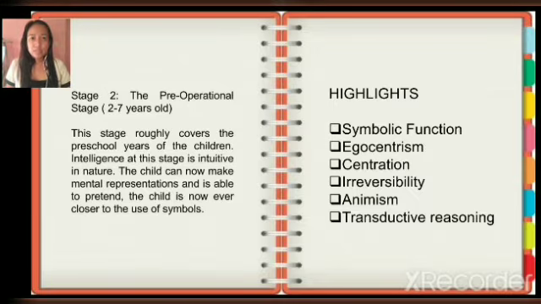So let's proceed to the second stage, the pre-operational stage, ranging from 2 to 7 years old. This stage roughly covers the preschool years of the children. Intelligence at this stage is intuitive in nature. The child can now make mental representations and is able to pretend. The child is now ever closer to the use of symbols.